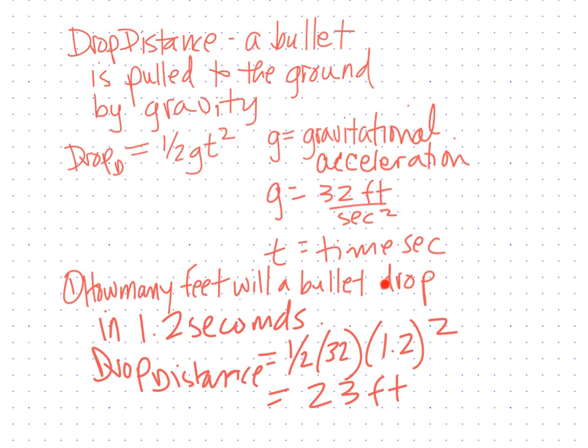So how many feet will a bullet drop in 1.2 seconds? The distance dropped is equal to 1/2 times this 32 times 1.2 squared. And when you do the math on that, you get 23 feet. It would drop 23 feet in 1.2 seconds.